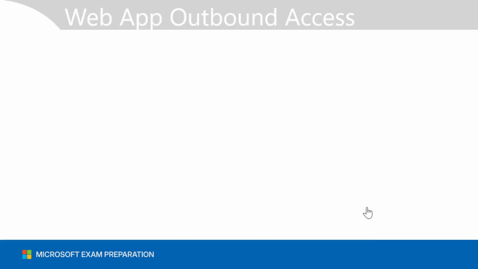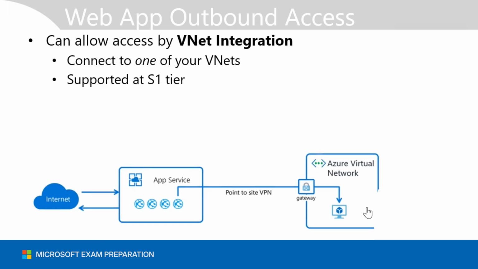So outbound access is what your code needs to talk to out there that's not local to your web app. You can set up outbound access for VNet integration. So don't confuse this with VNet inbound. That's when something on a VNet is contacting your web app. This is when something on your web app is contacting something else on a VNet somewhere else.